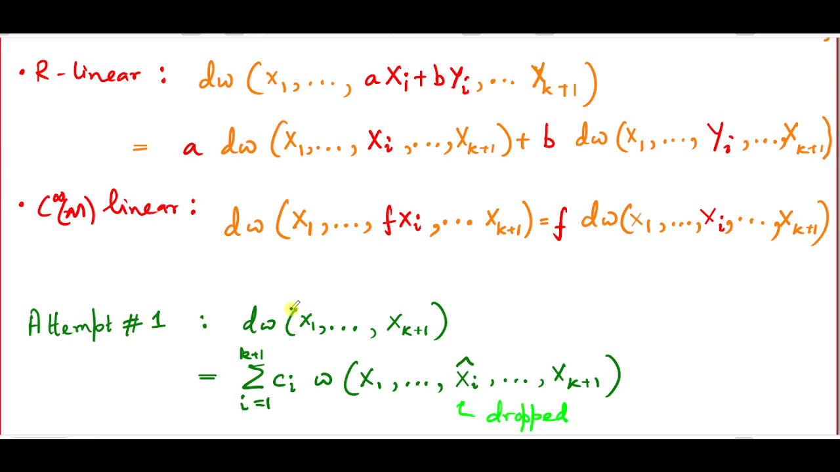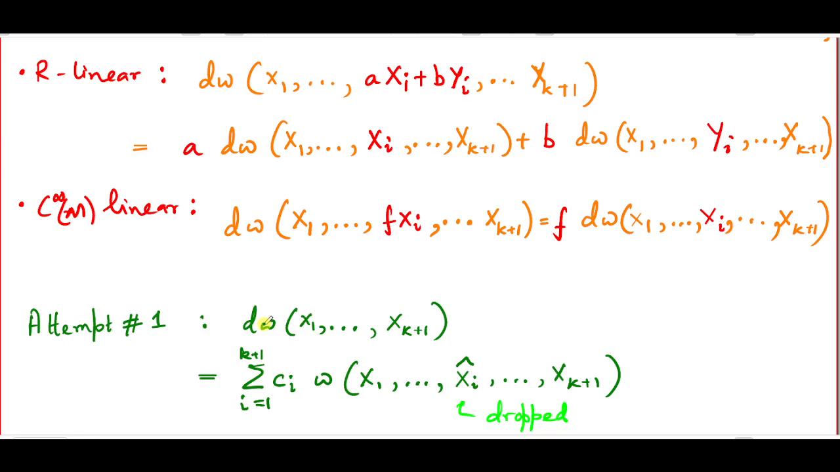Now, our first attempt would be simply something where we have to have a set of k+1 arguments given to d omega, but since omega can only take k arguments, we will just drop one of them. But since there is no reason to drop any particular one of them, we will sum up the resulting functions when you drop each and every one in turn with certain coefficients and then add up the whole thing.